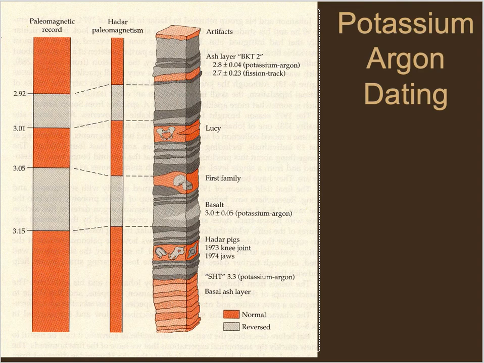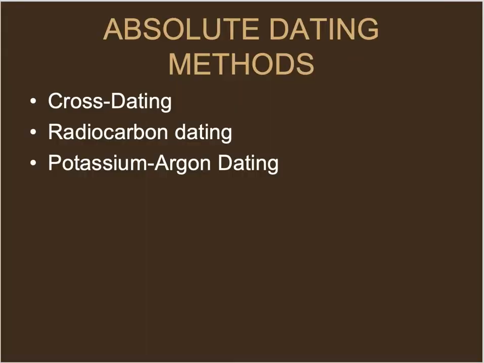And radioactive potassium is a great method to use, right? So potassium argon dating, you can date something, it's volcanic material usually, to millions of years ago, right? So there's different kinds of absolute dating techniques, right? We talked about cross dating, dendrochronology, radiocarbon dating, potassium argon dating.